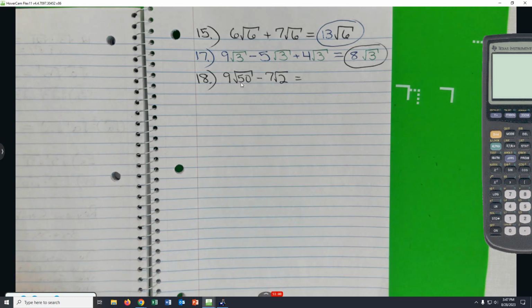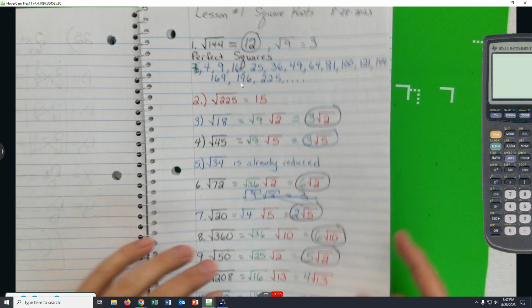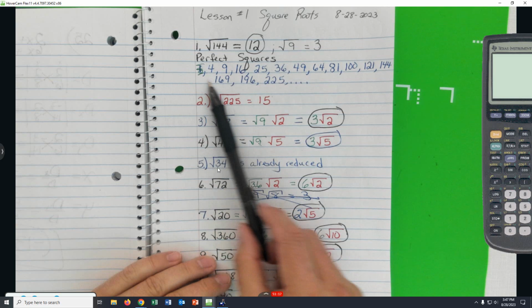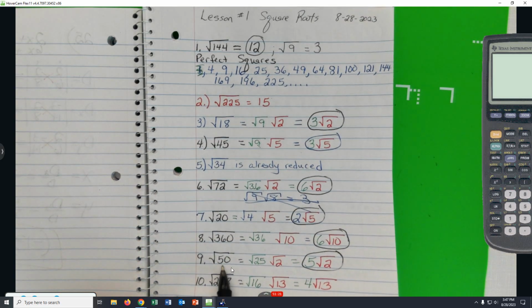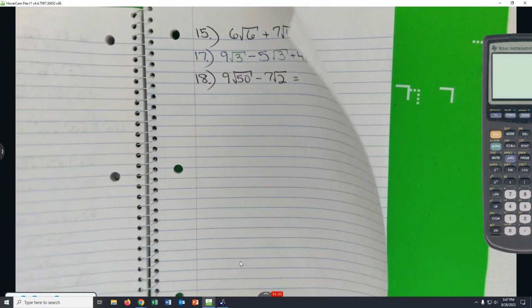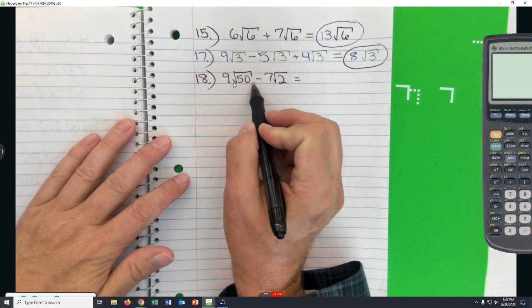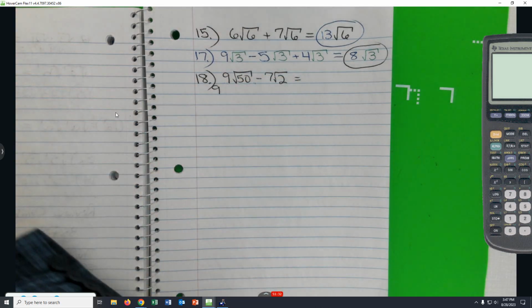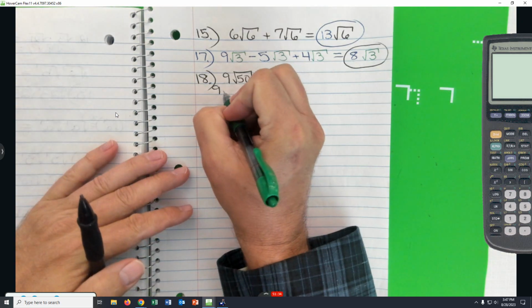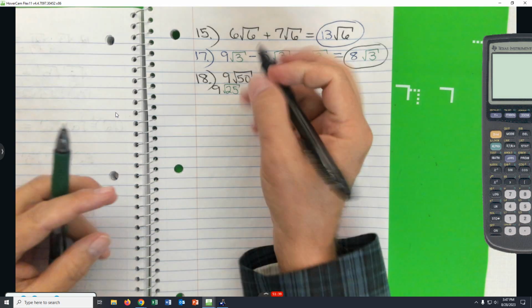What could we do to get a 2 when dealing with that 50? That square root of 50 has shown up several times. What's the largest perfect square that divides evenly into 50? 25. So you're thinking to yourself, I'm just going to work with this 9 square roots of 50. That's 9 times the square root of 25 times the square root of 2.